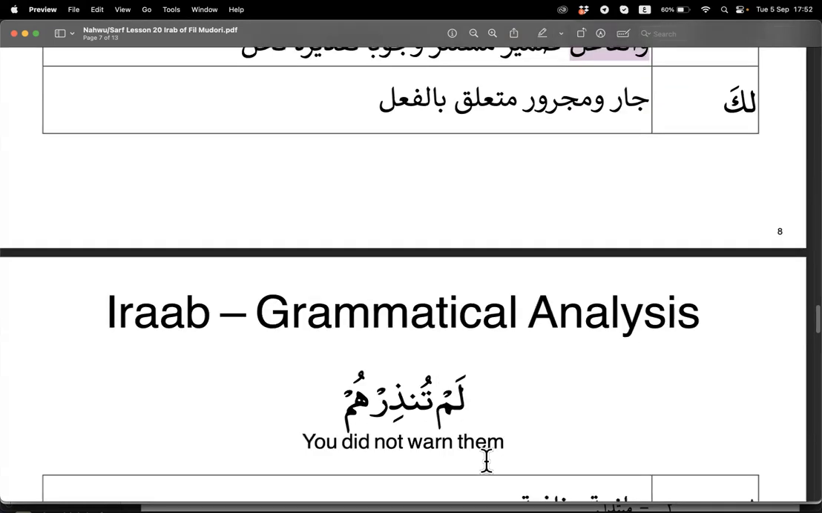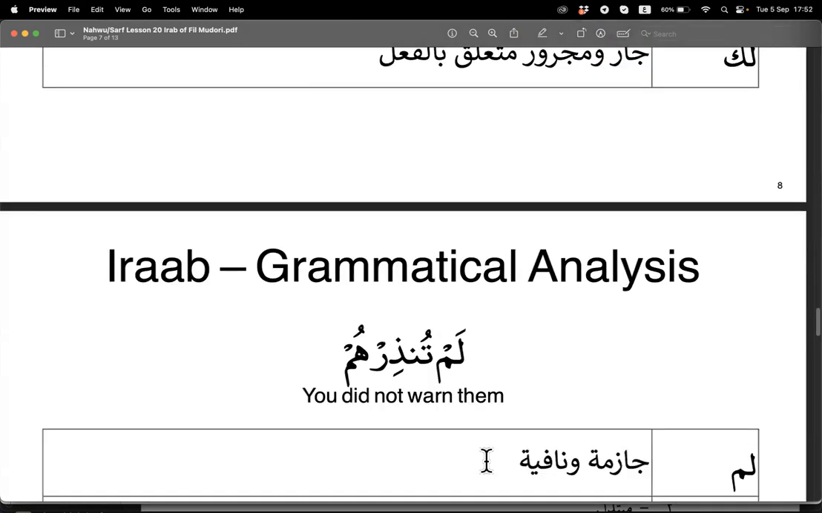And then tunzirhum. تنذرهم. Okay, تنذرهم it's فعل مضارع مجزوم. So the fa'il is... before that, what's the sign of the majzum? How do you know it's majzum? بالسكون. Yes, bisukun.